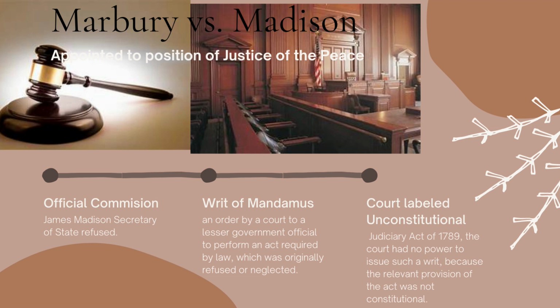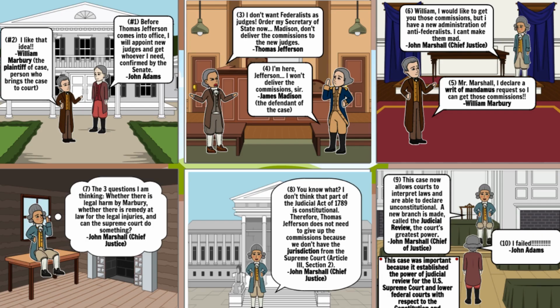The court actually labeled this unconstitutional due to the Judiciary Act of 1789, and labeled that the provisions of this act were unconstitutional. So here I have added a comic strip of basically the most important parts of the case. In the first clip, we have John Adams and Marbury speaking, where John Adams is telling him that he is appointing judges before his term ends, and Marbury is liking the idea.